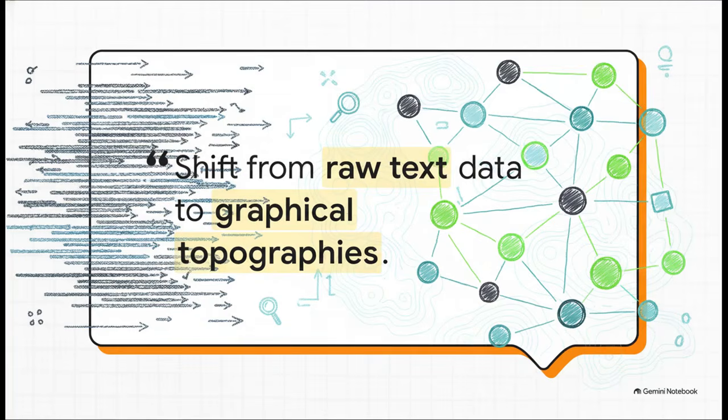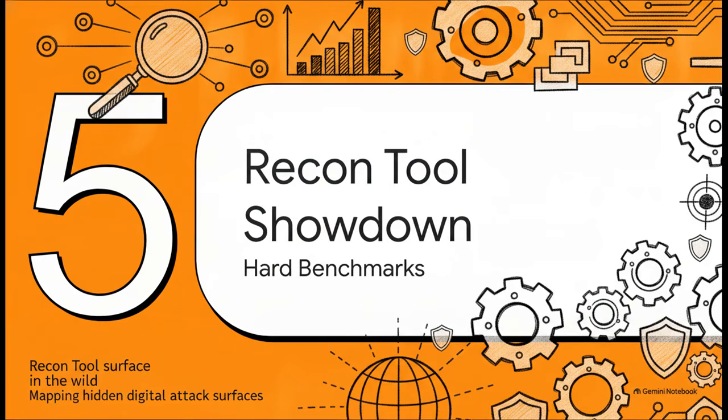So running all these commands generates just an immense amount of text data. And let's be honest, reading thousands of lines of IP addresses is exhausting. Nobody wants to do that. But the OAM tool suite, which works right alongside Amass, shifts this from raw text into beautiful graphical topographies. It generates interactive visual maps where you can actually see the relationships connecting a massive corporate infrastructure together. It is a total game changer. Section 5, the Recon Tool Showdown.